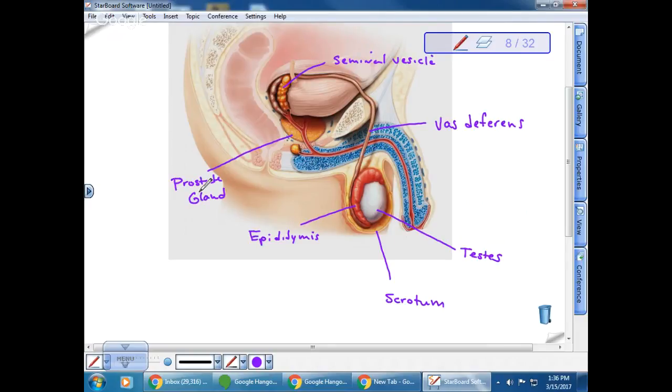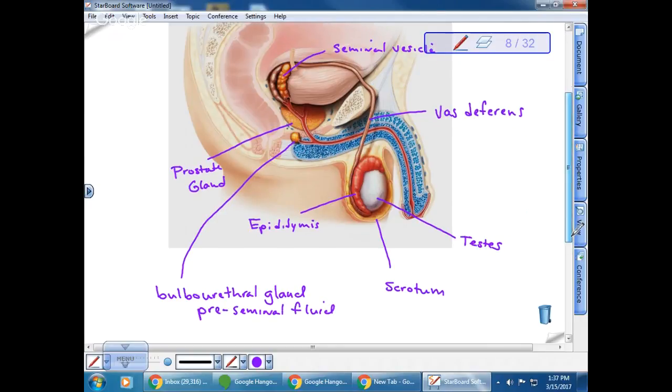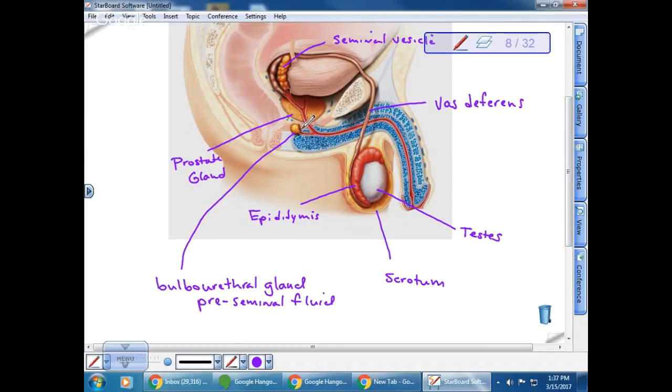Now there's one more gland that actually doesn't add stuff to the ejaculate per se, but it produces what is called pre-seminal fluid. And so this is this structure right here. So what this is called is the bulbourethral gland. And it produces pre-seminal fluid. And this has a couple of functions. You'll notice that its secretions would go into the urethra.